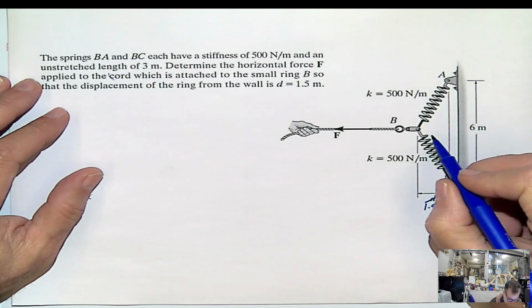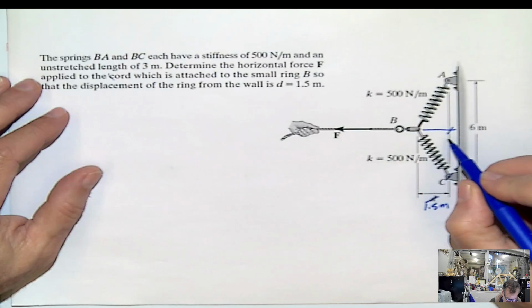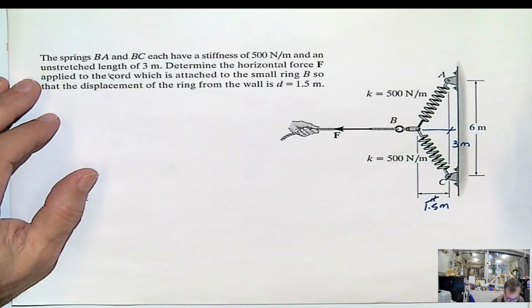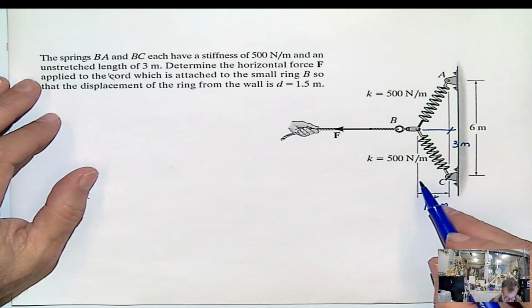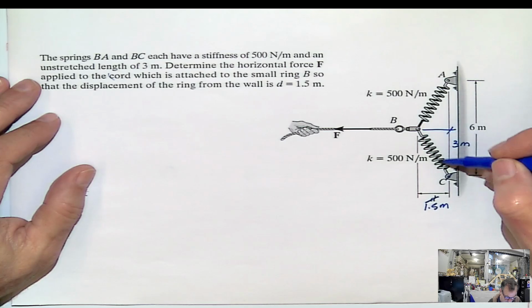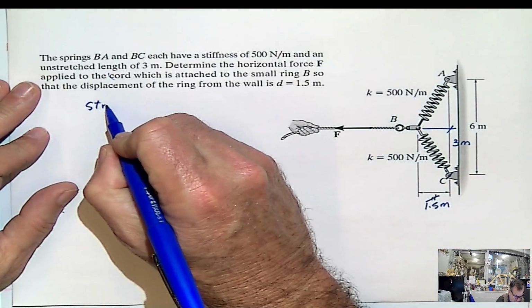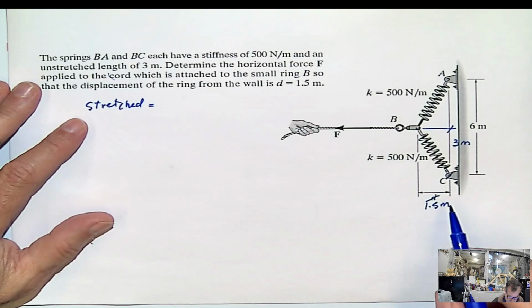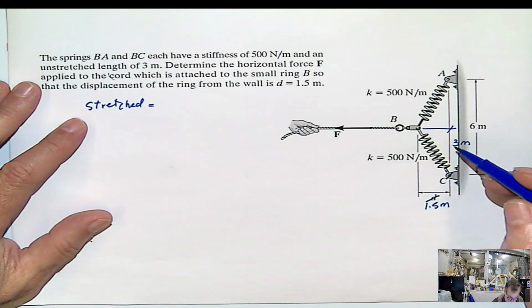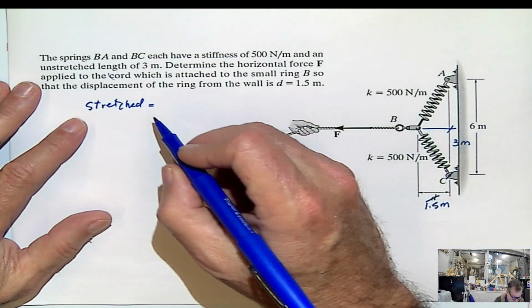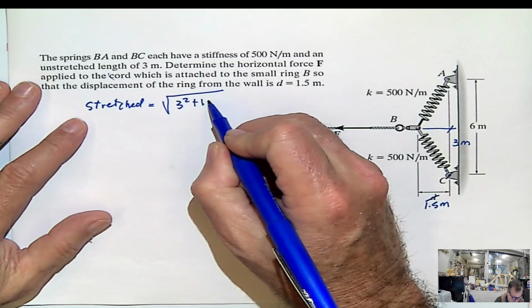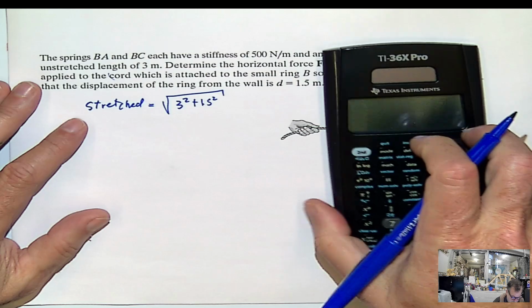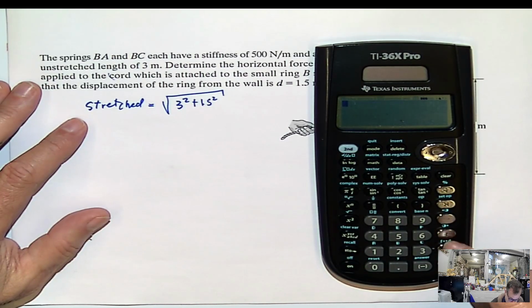So look what happened here. This distance is 3 meters because everything is symmetric. This distance is 1.5 meters. That means that whatever we are seeing here is the stretched length of the spring. And you can calculate that really easily because it's going to be the square root of 3 squared plus 1.5 squared. So the stretched length would be the square root of 3 squared plus 1.5 squared.